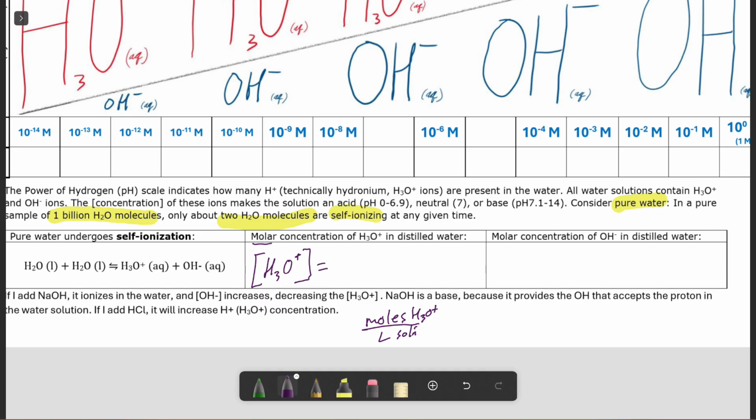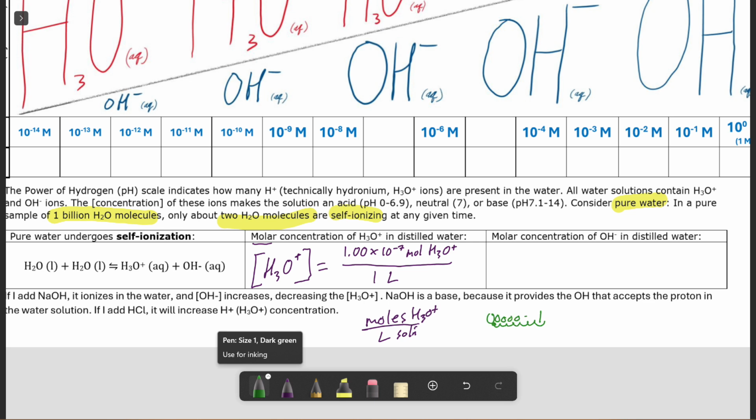And the way I'm going to represent this is that I've got 1.00 times 10 to the negative 7 moles of H3O hydronium inside of 1 liter of distilled water. So out of that liter of distilled water, I've got a really, really, really tiny number of moles of H3O. Remember, 1.00 times 10 to the negative 7 would be 1, 2, 3, 4, 5, 6, 7. So 0.0000001 moles. It's a really small number.